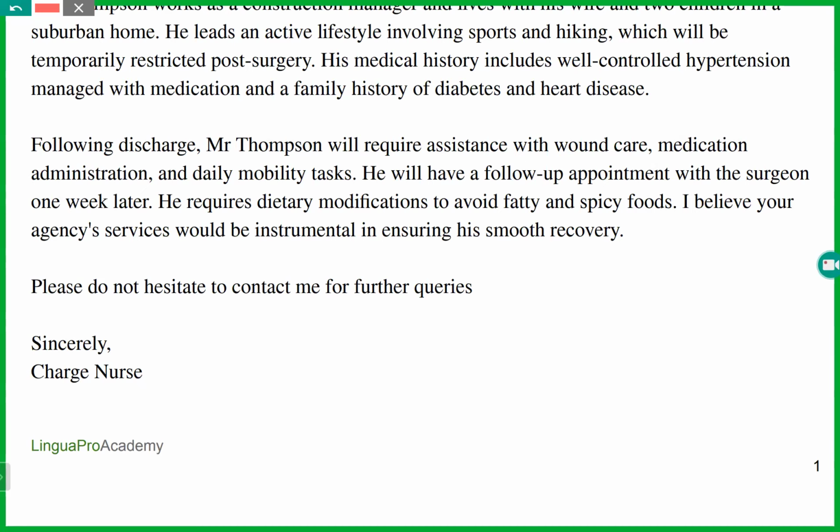Either you can write in this way or you can start with phrases like it would be greatly appreciated, or kindly do, or please do. Okay, it's up to you. Both are correct. These phrases are correct. You can start in either way. So here I have started this sentence with following discharge. Mr. Thompson will require assistance with wound care, medication administration, and daily mobility tasks.